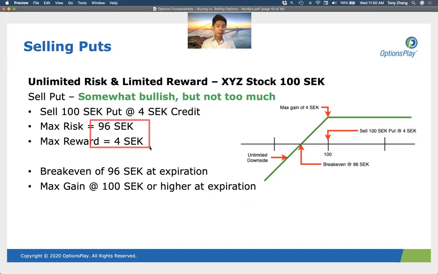But when you look at this again, what you realize is that this is a very forgiving strategy. If I get the direction right, I make the 4 crowns. If I get the direction incorrect, in the sense that the stock doesn't move higher, I still make 4 crowns. If the stock moves lower, I can still make money because I have that 4 crown buffer. Even if the stock goes below 100 crowns, the level I was expecting it to stay above, I have a bit of a buffer because someone paid me 4 crowns to sell this put option. If the stock goes down to 96, I break even. If it goes down to 90, that's when I start to lose money.